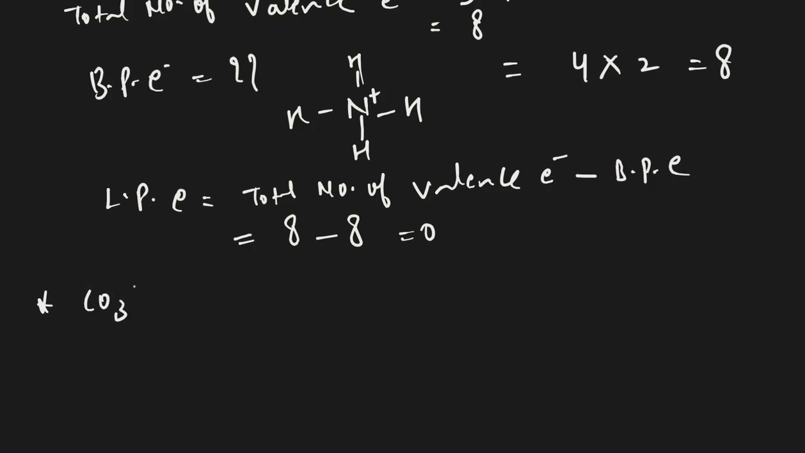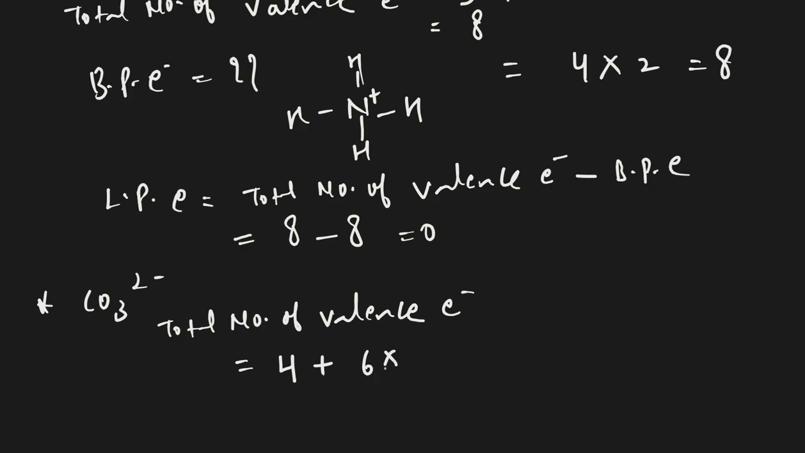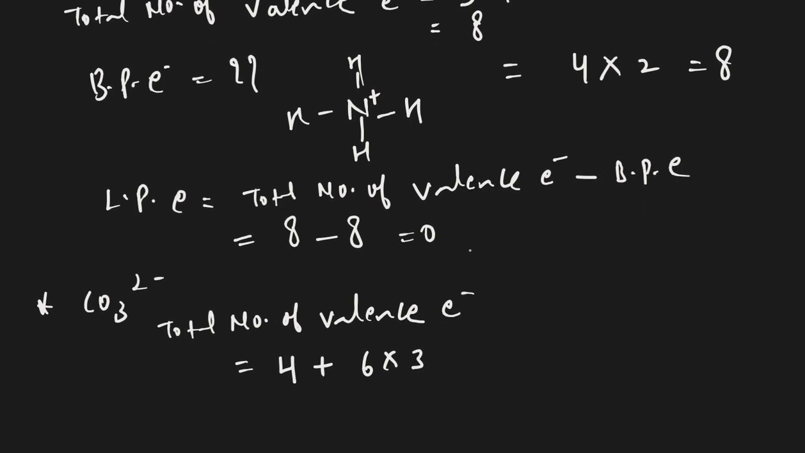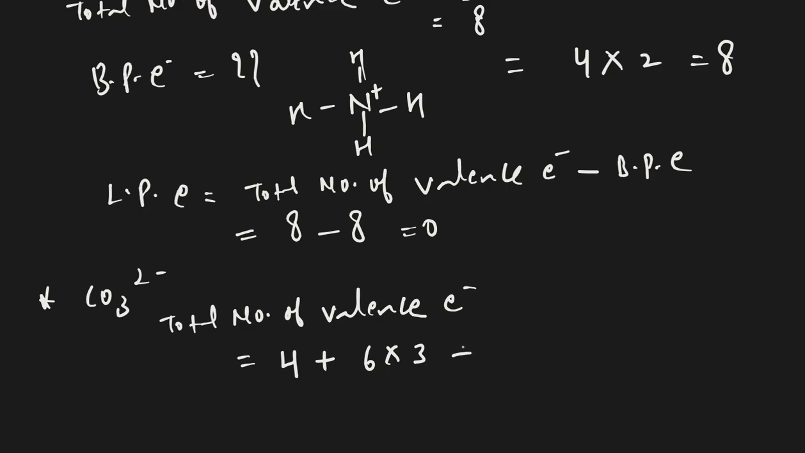That is CO3 2 negative, the carbonate ion. So total number of valence electrons in that case would be, for carbon, 4, plus for oxygen it is 6 multiplied by 3, and we have a negative charge. I have already told you, whenever we have a negative charge we have to add it to the total. So we have to add plus 2. So in total we have 24.